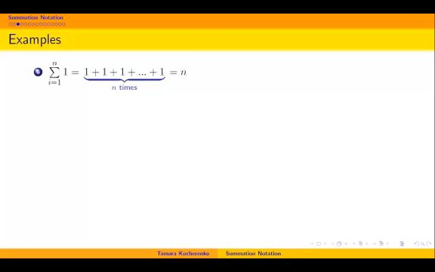The next example is to evaluate the sum from i equals 1 to n of i. This means we need to sum up all numbers from 1 to n. The general term of this summation depends on i, so we cannot simply multiply it by the number of terms, as in the previous example.